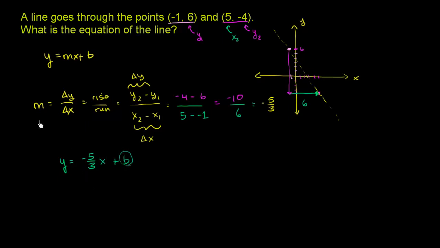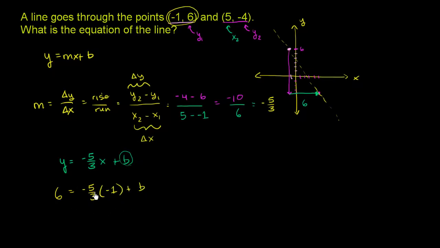To do that, we can use the fact that the line goes through the point (-1, 6). You could use the other point as well. But we know that when x is equal to -1, y is equal to 6. So we literally just substitute this x and y value back into the equation, and now we can solve for b.